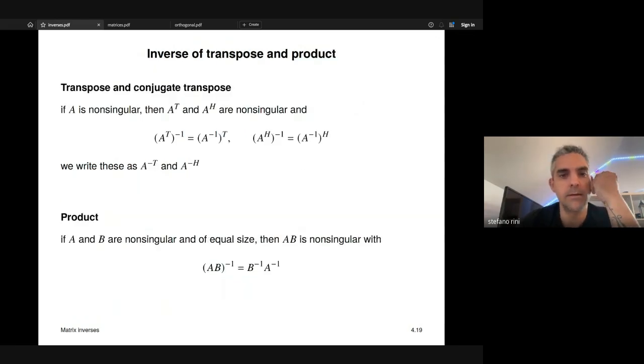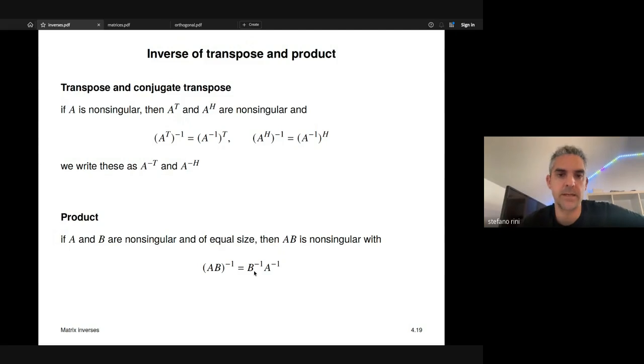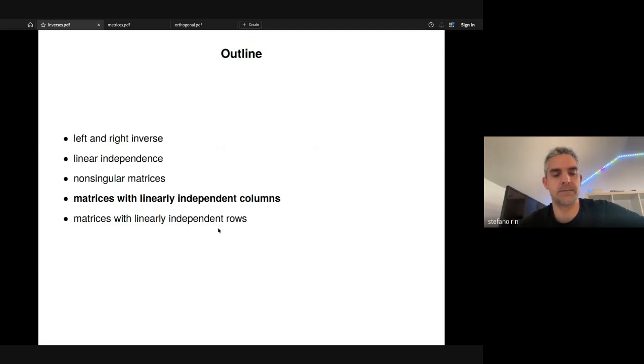So transpose and conjugate. Now we have a definition of A transpose, A conjugate. A transpose to the minus 1 is equal to A to the minus 1 transpose. Okay. So you know the relationship between inverting a matrix and transposing the matrix. And if A and B are non-singular and of equal size, then A times B is non-singular, with (A times B) to the minus 1 equal to B to the minus 1 times A to the minus 1. Okay, very nice. So we still have this flipping that we have with the transposition, but now it's with the inverse.